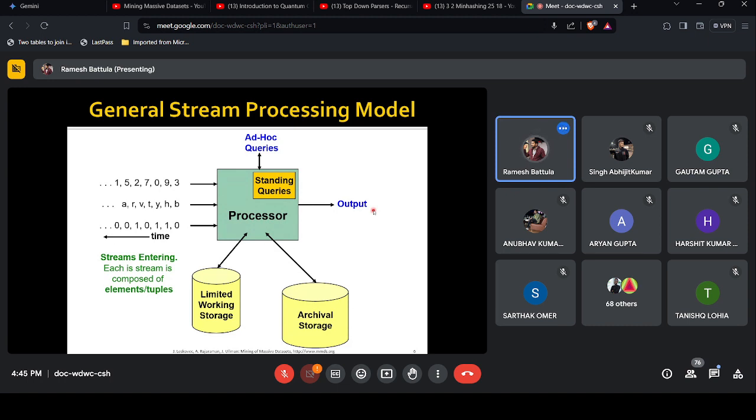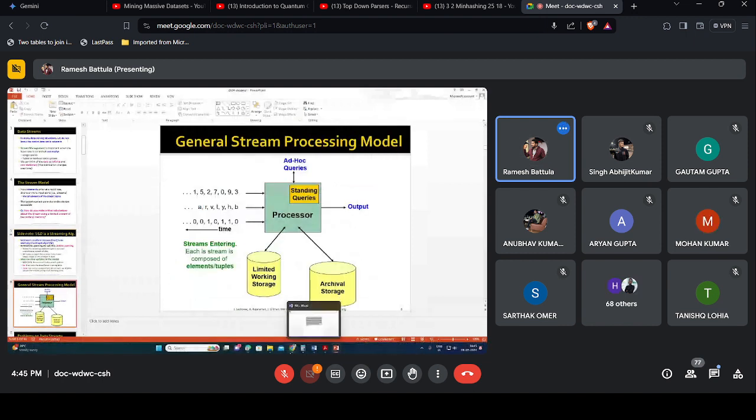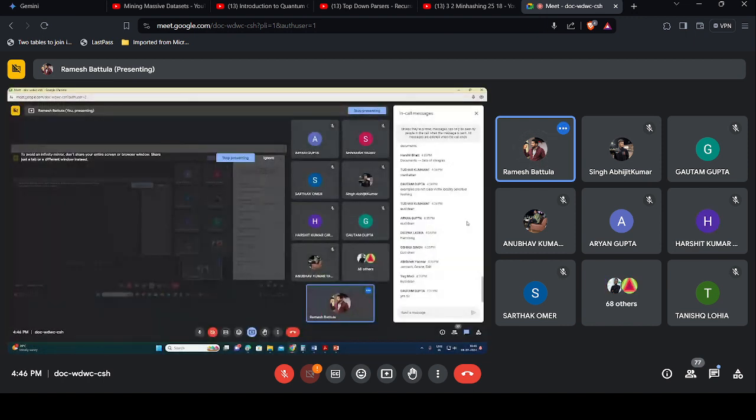Any questions here? How many of you understand this one? Please let me know. Can you say yes or no if you understand?